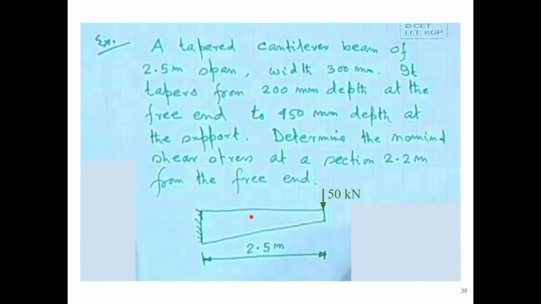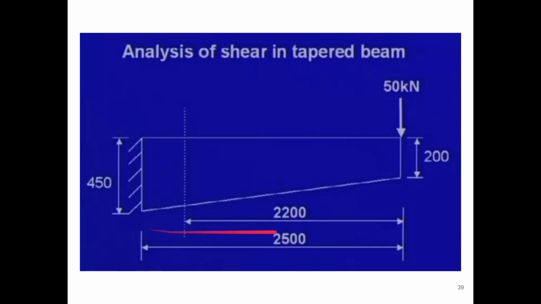Because the moment is increasing in this direction and the depth is also increasing in this direction, the shear force will be lesser than 50. So what will be the formula? It will be V equals Vw minus M by d into tan beta. This is the line sketch of the problem: 50 kilonewton here, 200 and 450 mm are the depths at these two locations, 2500 mm is the length of the beam, and we need to find the shear stress at a distance of 2200 mm from the free end.